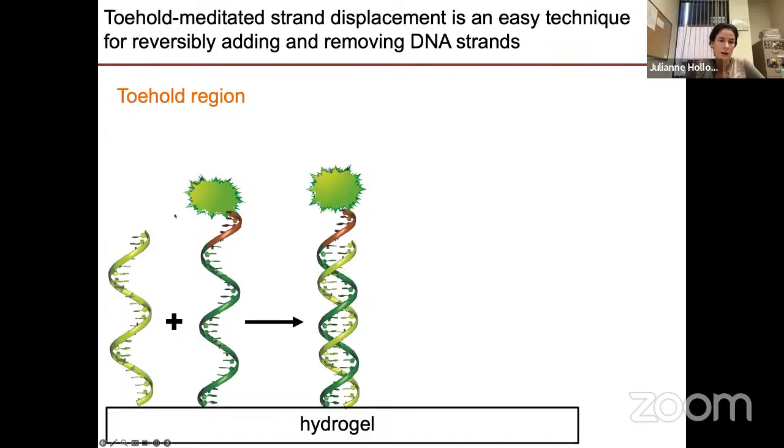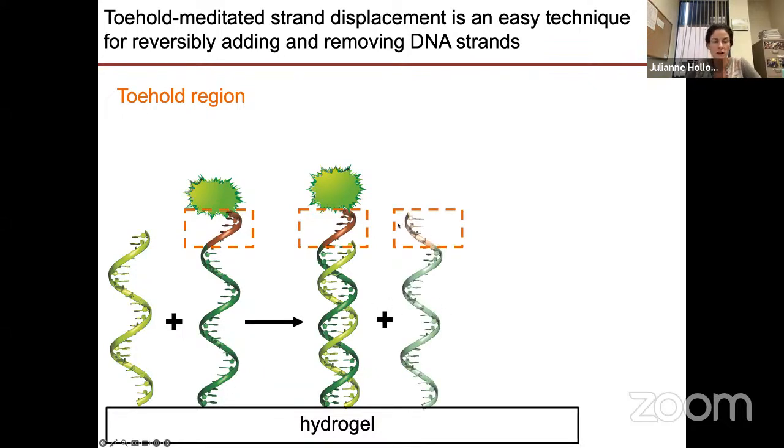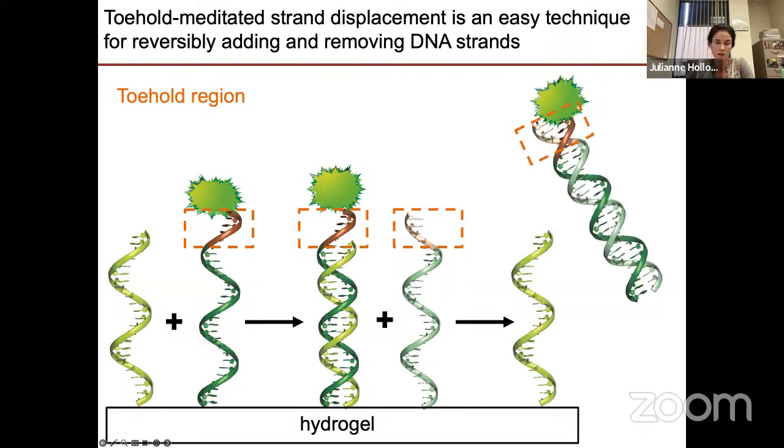So here, if we have our hydrogel and we have our initial single-stranded DNA that is photopatterned, covalently cross-linked onto the hydrogel, we can then add the complementary strand that contains a toehold region, this region in orange, and then the biomolecule. This will hybridize to attach onto the surface with the surface strand. And then you'll notice that this toehold region is left unbound. And so we can add a displacement peptide that contains that toehold region. And because it will bind to more of the biomolecule strand than the surface strand, it will outcompete the surface strand. And then it can be washed away.